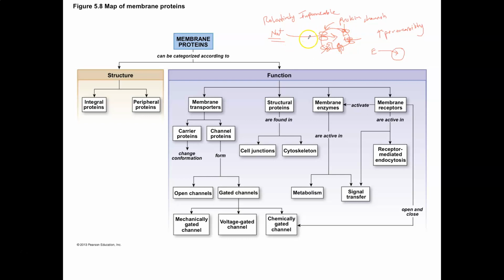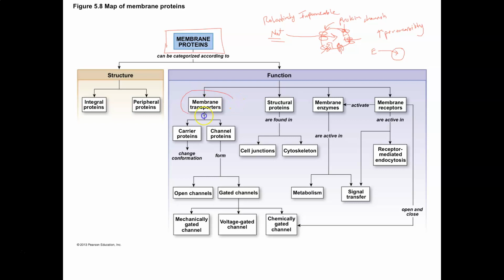Same thing for potassium. If you have a lot of potassium channels, then the potassium moves freely across the plasma membrane. So membrane proteins are important in our understanding of transport processes. Now, proteins can be embedded. They can be integral proteins and go all the way across the plasma membrane, or they could just be peripheral proteins. And then you can look at the various functions of them.